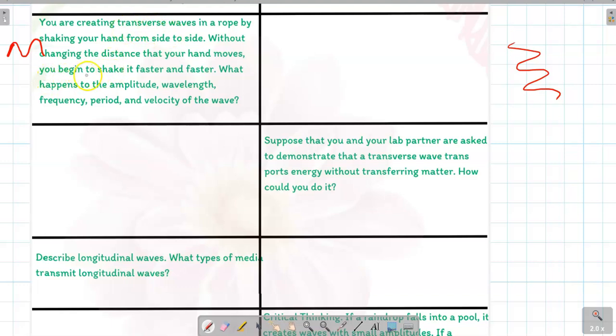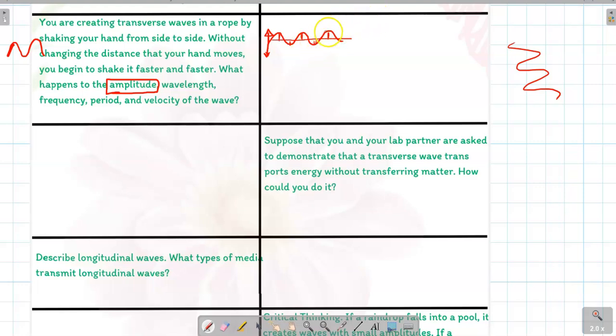What is the question? You begin to shake it faster and faster. What happens to the amplitude? If you shake faster and faster, what happens to the amplitude? I can draw like this. Now you are shaking your hands side by side, and you don't change the distance that you move. You fix your hand and move it up and down or side by side, and you are not changing its length, which means you are not changing the maximum height from the equilibrium position.